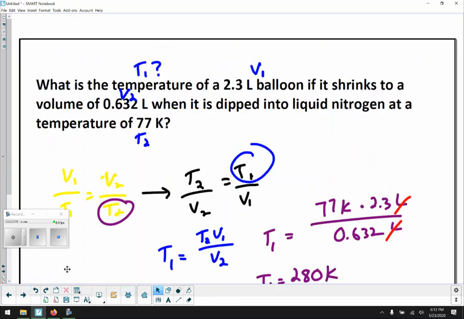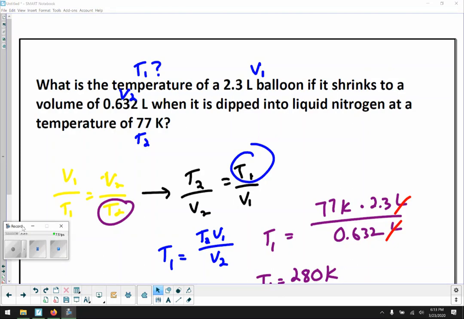So moving on to another quick run through. What is the temperature? It's asking for T1. I just call the first one I hit T1. Of a 2.3 liter balloon, which I labeled volume 1. If it shrinks to a volume, so I'm given volume 2 of 0.632 liters, when it is dipped into liquid nitrogen at a temperature of 77 Kelvin. Notice this temperature is already in Kelvin. I don't have to do anything to it. The temperature is just 77 Kelvin.